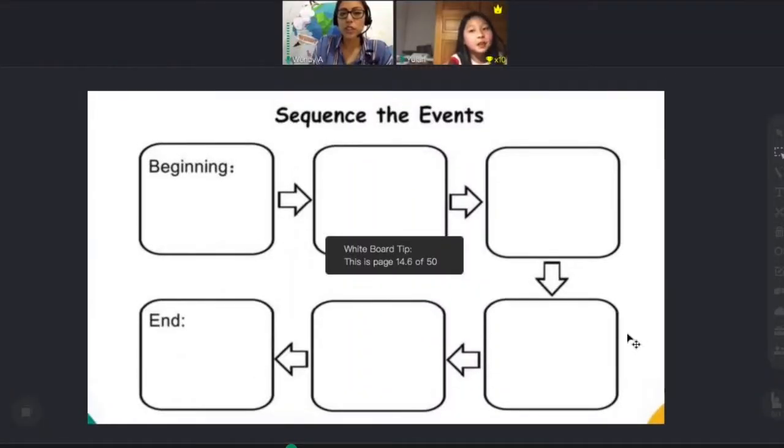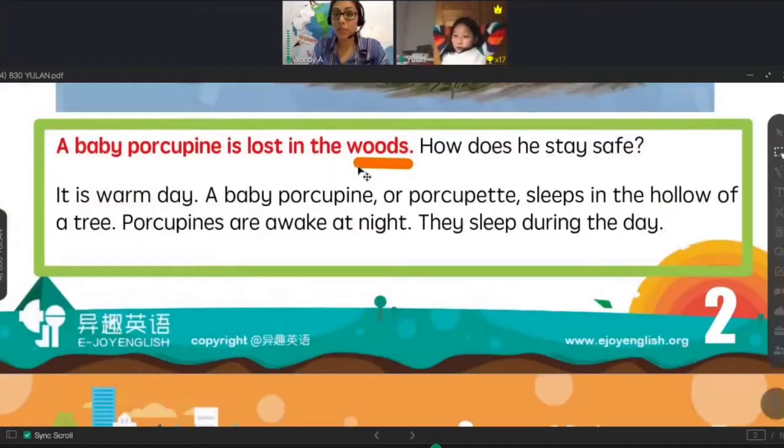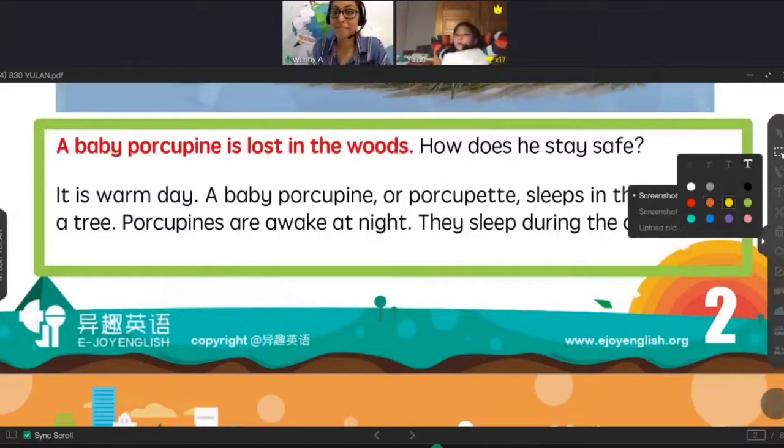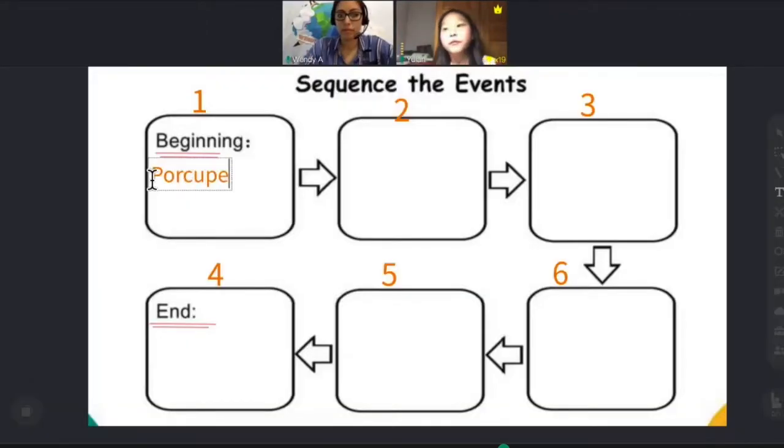Okay, so the next part is the mind map. Before we begin the reading, we look over our mind map and what we're expected to review. In this case, we need to retell the story in the order of the events. So in order to get the ball rolling, after I have Yulan read the beginning of the story, I go back to the mind map. So we write down right away what happened at the beginning of the story, so step 1.